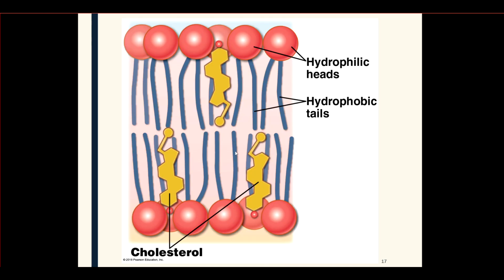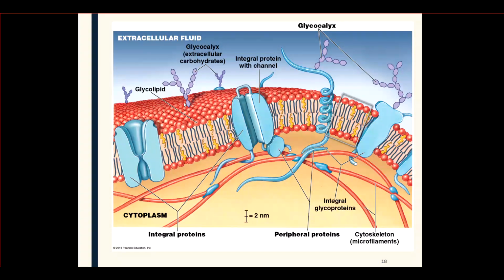This diagram doesn't show it. It's a little bit advanced. They're just showing you the phospholipids. But the glycolipids would be stuck in there also. There's not nearly as many glycolipids as there are phospholipids. So this is just a more simplified version without the glycolipids, but they are in there.